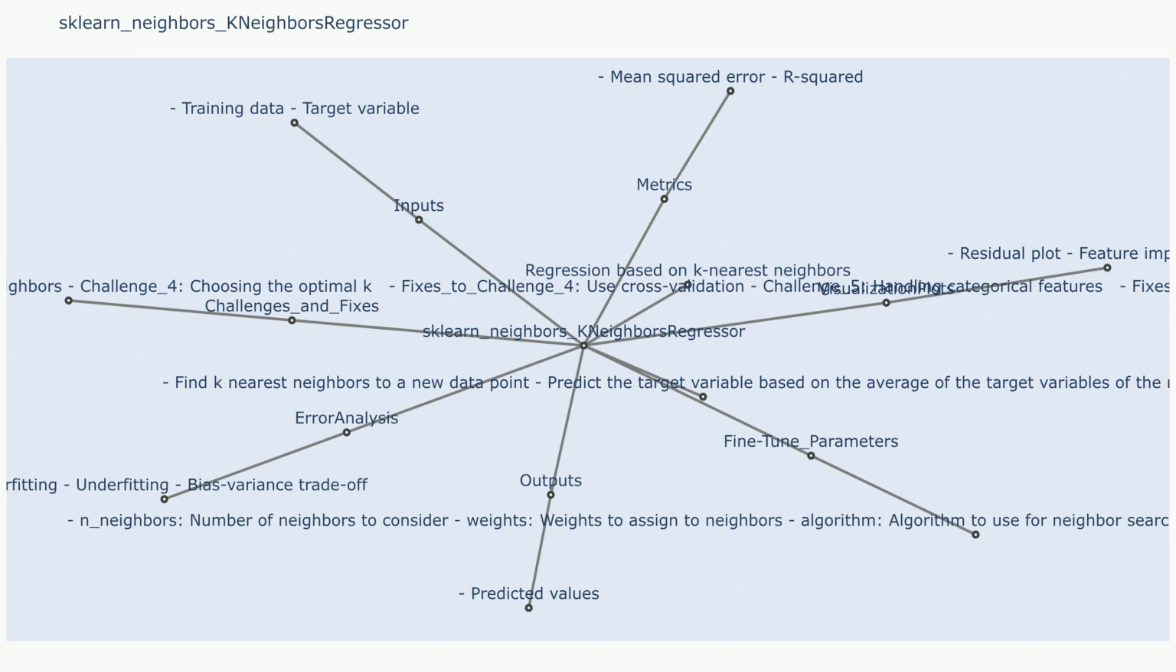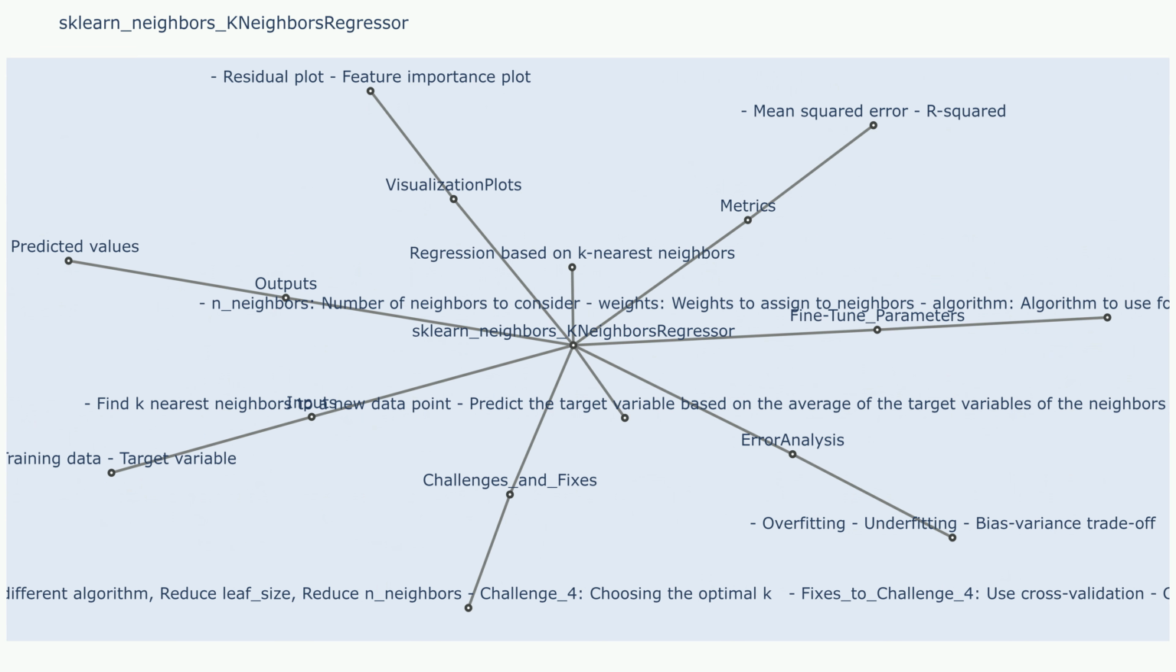R squared indicates the proportion of variance in the target variable that is explained by the model. Visualization plots. Scatter plot plots the actual target values versus the predicted values to visualize the model's performance. Residual plot plots the difference between the actual and predicted values, residuals, against the predicted values to check for patterns or trends.